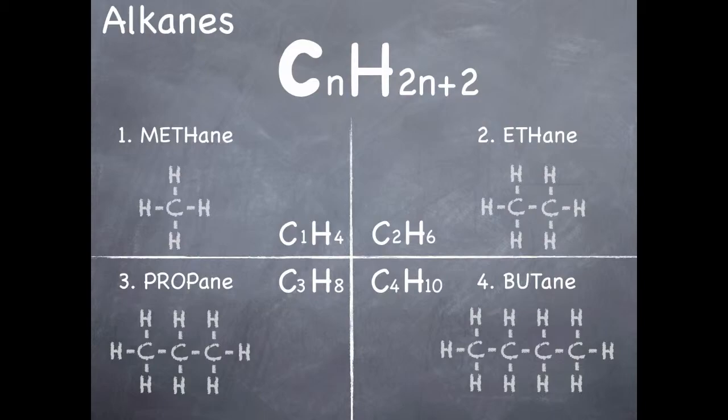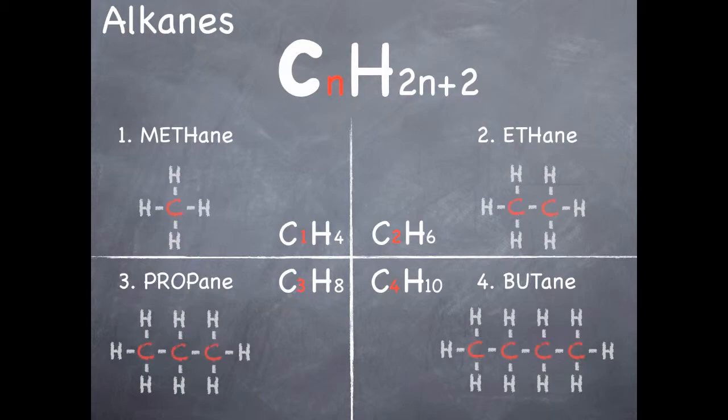Methane has only 1 carbon atom with 4 hydrogen atoms. Ethane has 2 carbon atoms with 6 hydrogen atoms. Propane has 3 carbons with 8 hydrogens. And butane has 4 carbons with 10 hydrogens. But you can figure out the number of hydrogen atoms in each by remembering the formula, so long as you remember the number of carbon atoms in each alkane.